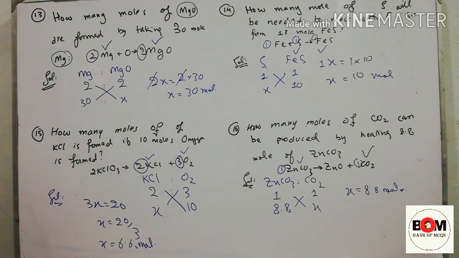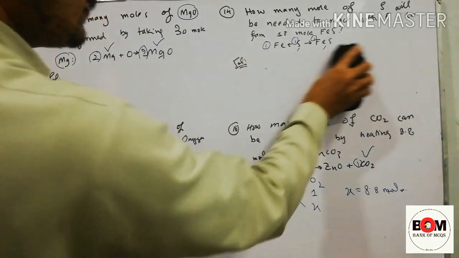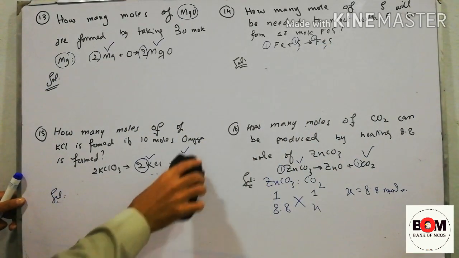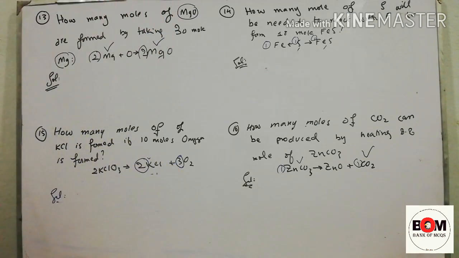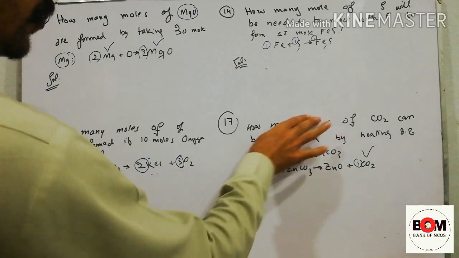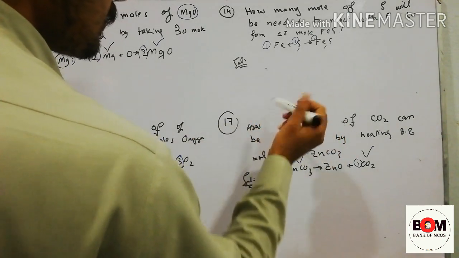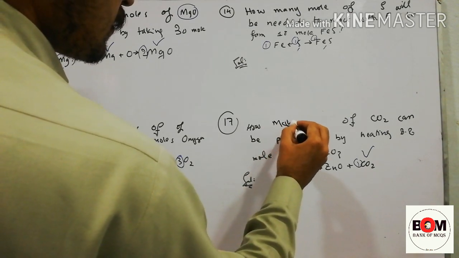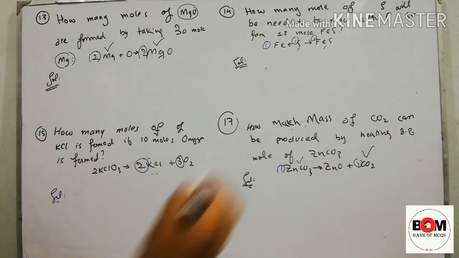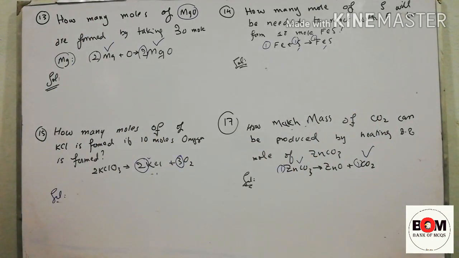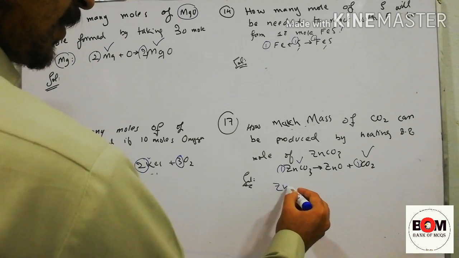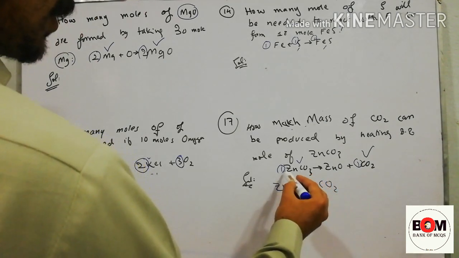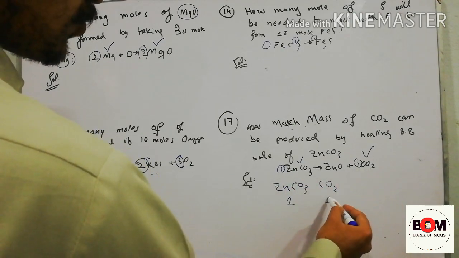Now in solving further MCQs, I would like to make it a little tricky, as they give us in the ETEA. So if they give an MCQ number 17, how many moles of CO2 can be formed, but instead of moles they give us how much mass of CO2 can be formed by heating 8.8 moles of ZnCO3. So it is the same simple, one is given, one is asked. So select ZnCO3 and CO2, and select the two ratio from the equation, that is 1 to 1.